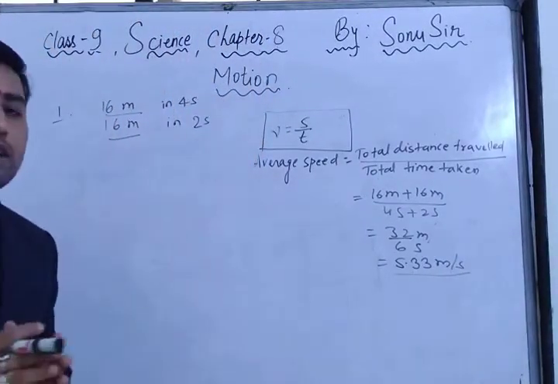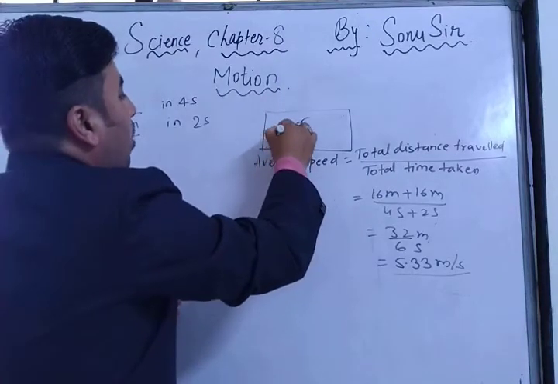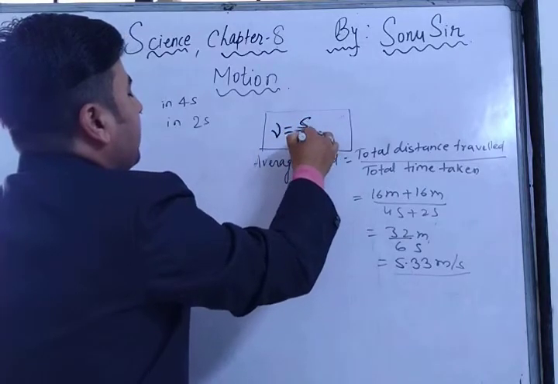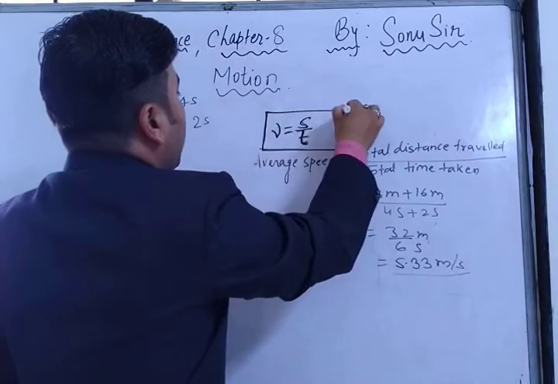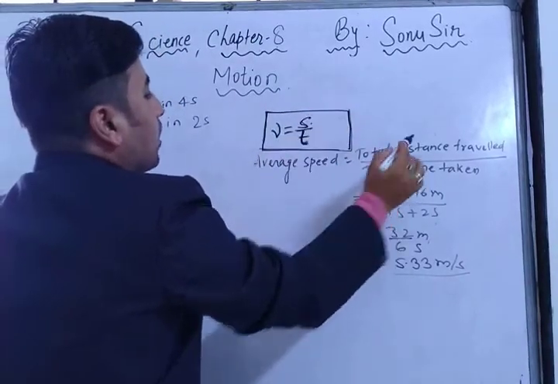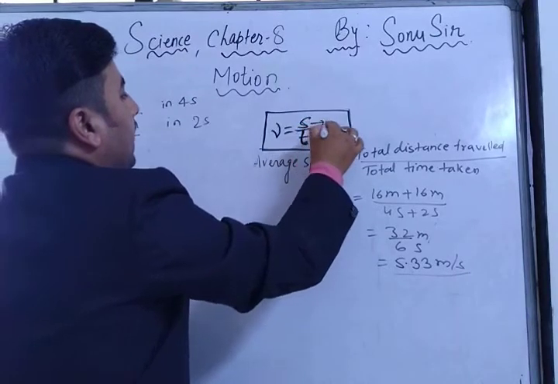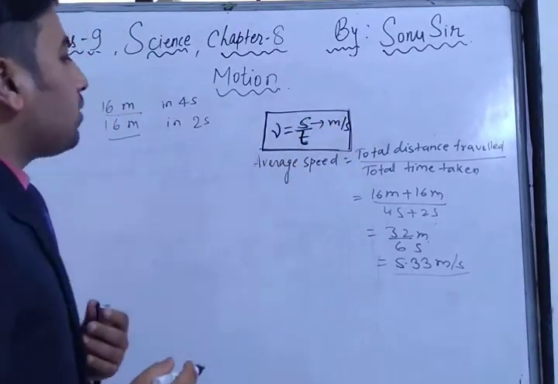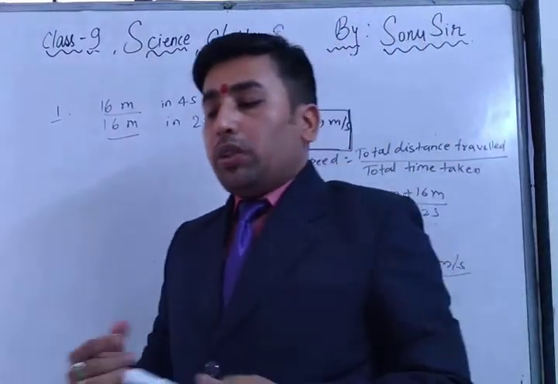I hope all of you have understood about this average speed. Just remember what is denoted by what. Generally average speed is denoted by V is equal to S upon T. S means total distance traveled and T means total time taken. So the SI unit will be meter per second. Already you know the distance SI unit is meter and the time SI unit is second. So let's start speed with direction.